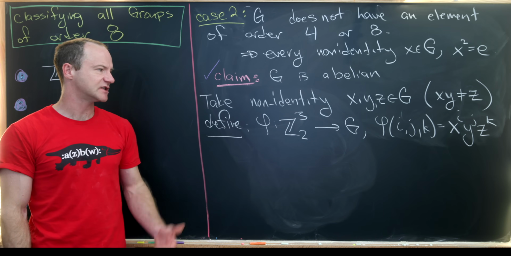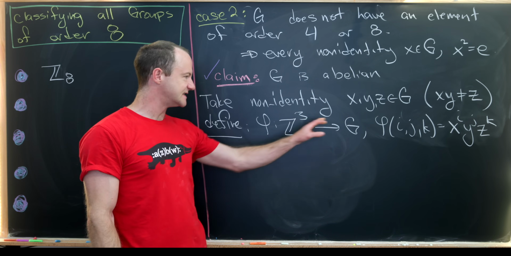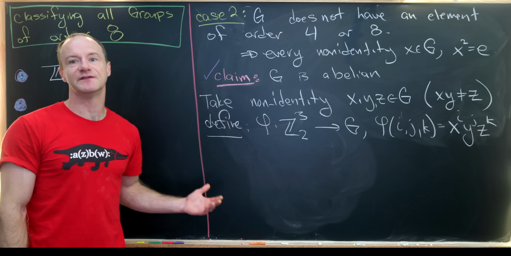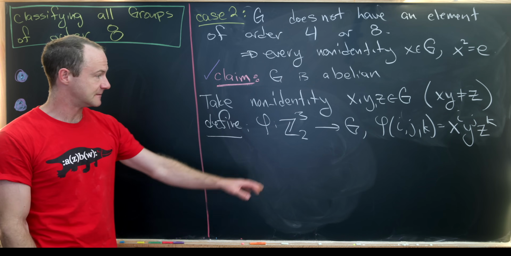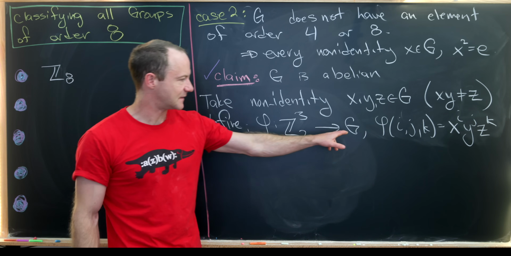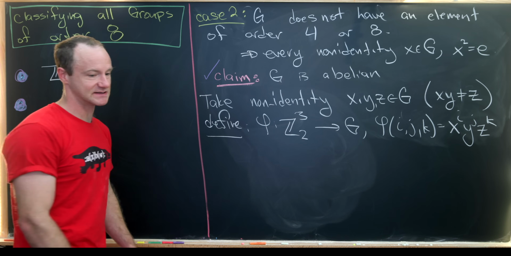You might think we need to show that it's surjective, but because these have the same size, injectivity will imply surjectivity. This guy clearly has 8 elements, and this group also has 8 elements by design.